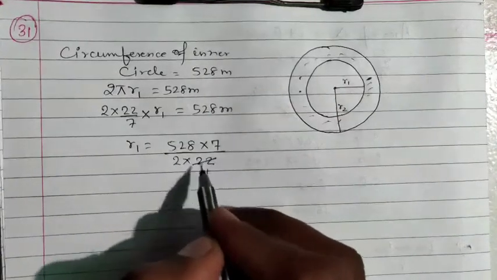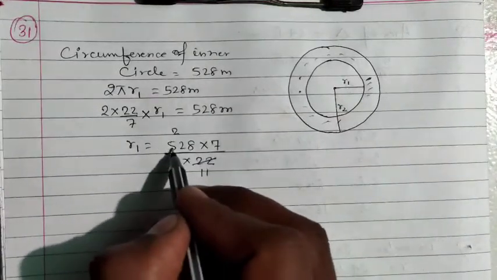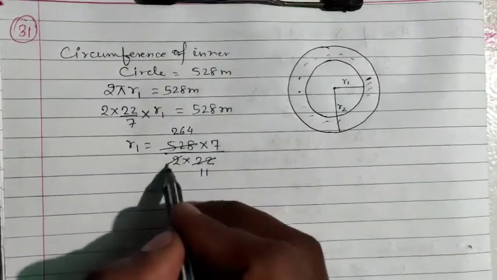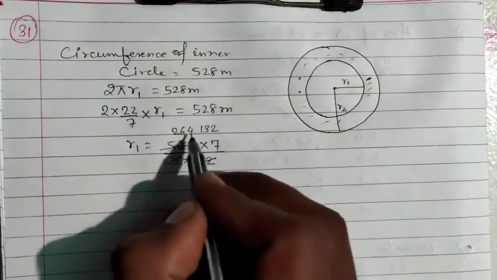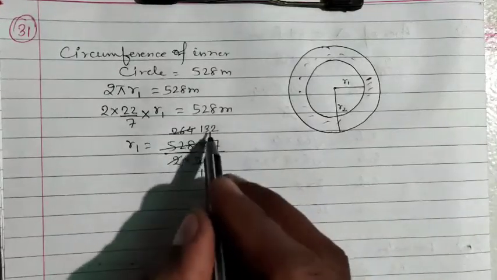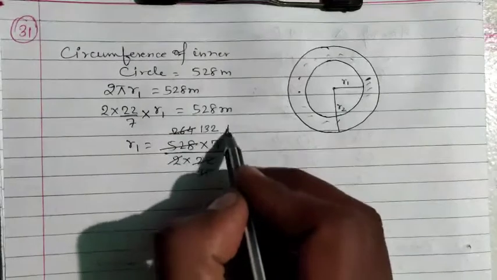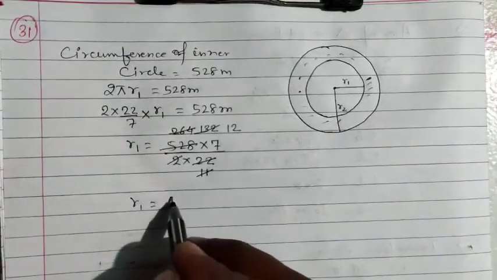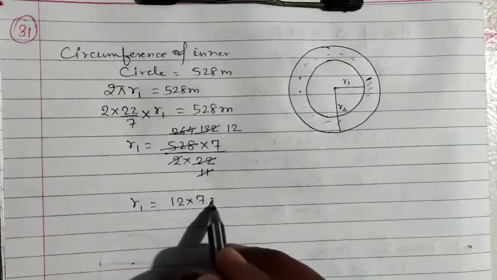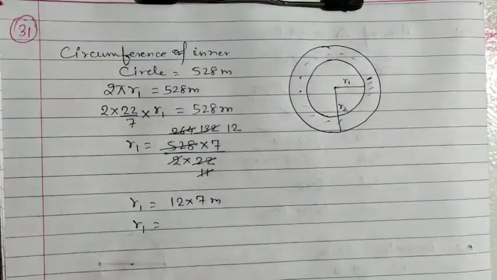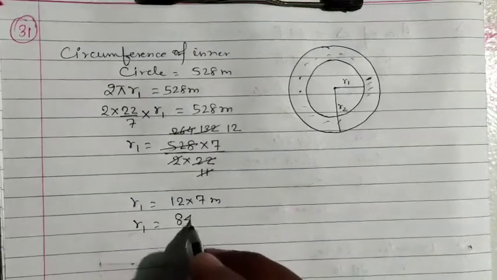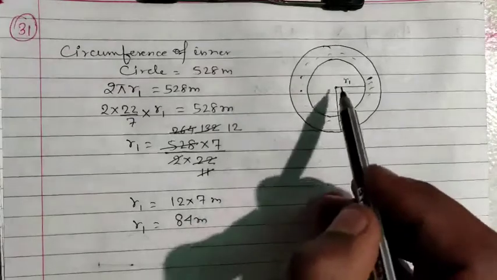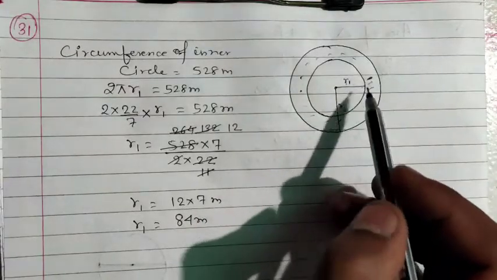2 11 ja 22, 2 2 ja 4, carry 1, 2 6 ja 12, 2 4 ja 8. Now 2 1 ja 2, 2 3 ja 6, 2 2 ja 4. Now it is directly reducible by 11. 11 1 ja 11, 11 2 ja 22. Now R1 is equal to 12 into 7 meter. And when we multiply, 12 7 ja 84. It is 84. It means that the radius of the inner circle, that is the value of R1, is 84.